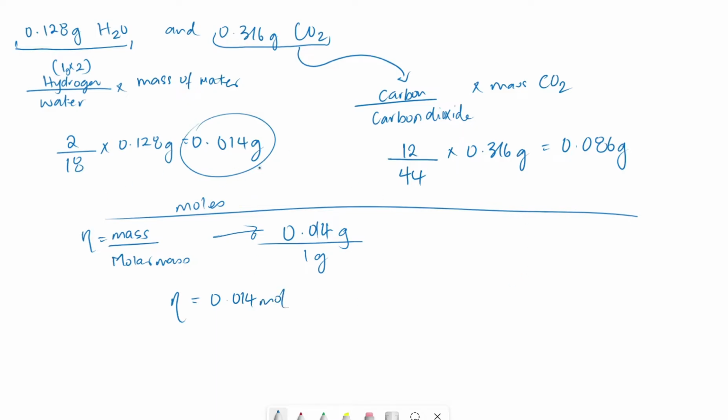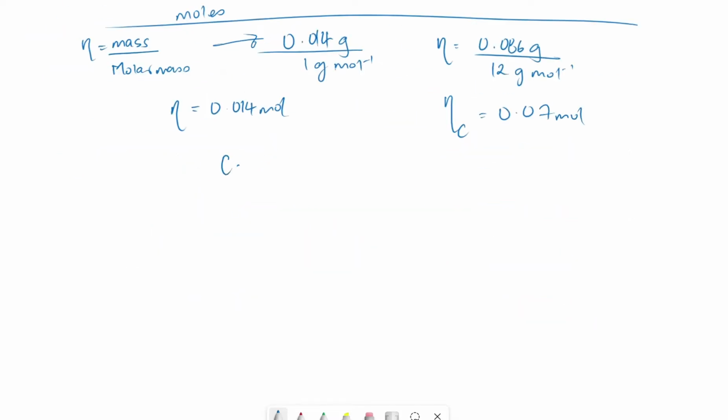It's a bit different, you're not always going to get the same number, it's just that hydrogen is 1, so you always get the same value. However, for carbon, the mass that we have is 0.086 grams. So if we divide that by the molar mass of carbon, which is 12 grams per mole, that would give us the number of moles of carbon as being 0.07 moles. We have the carbon to hydrogen.